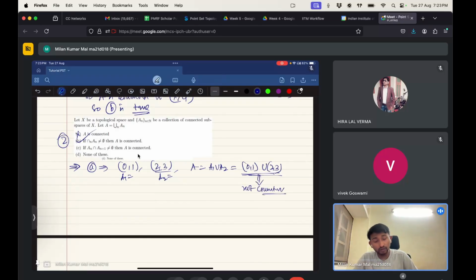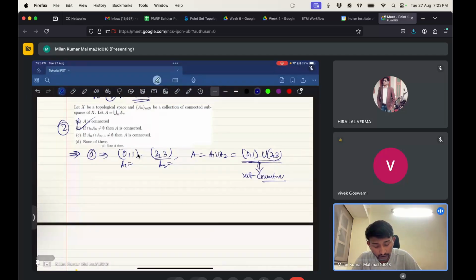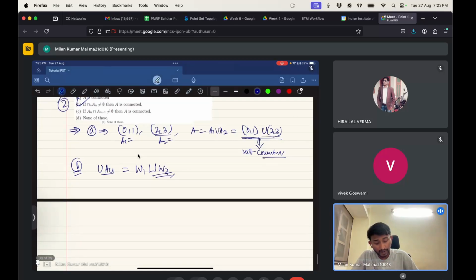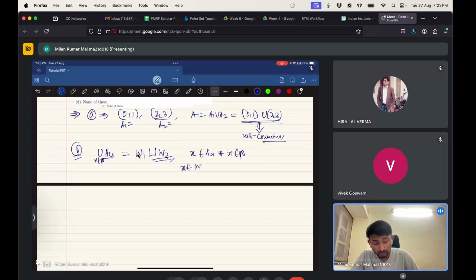This is not connected, and the second one will follow from that theorem. In general, if there is a common point, then the union will be connected. Basically the second one follows for the finite situation, like the union of A_n. If that is not connected, then it is W1 disjoint union W2. As x belongs to A_n for all n in the natural numbers, how will it be, so that this x will be in W1, right?